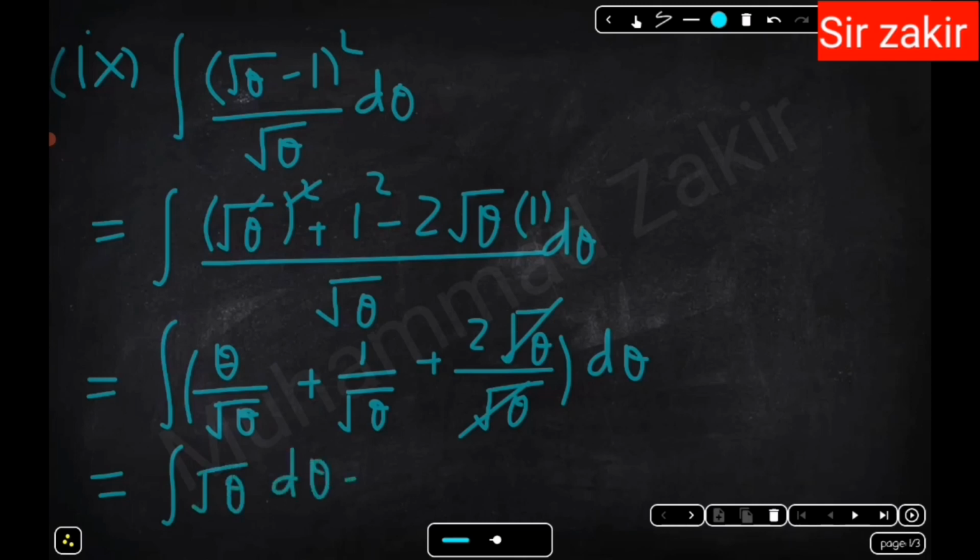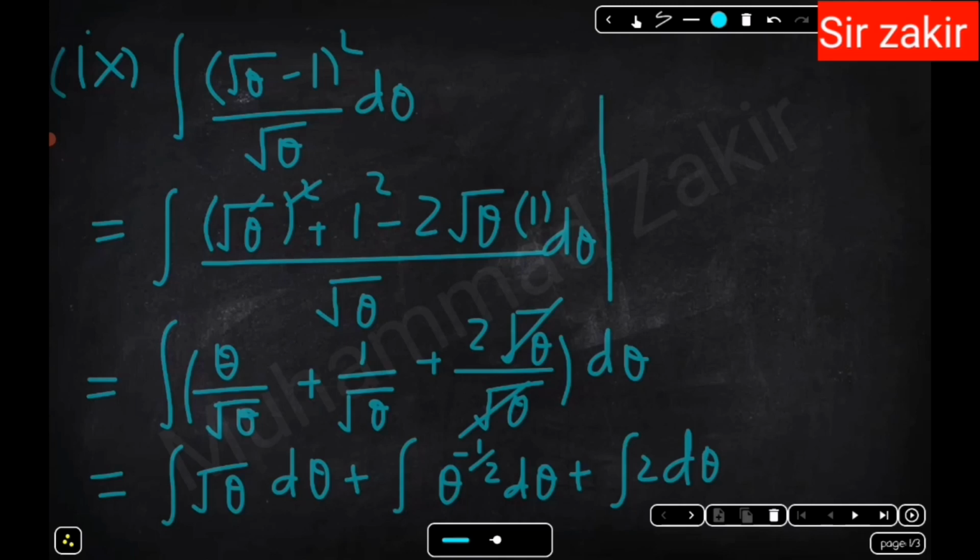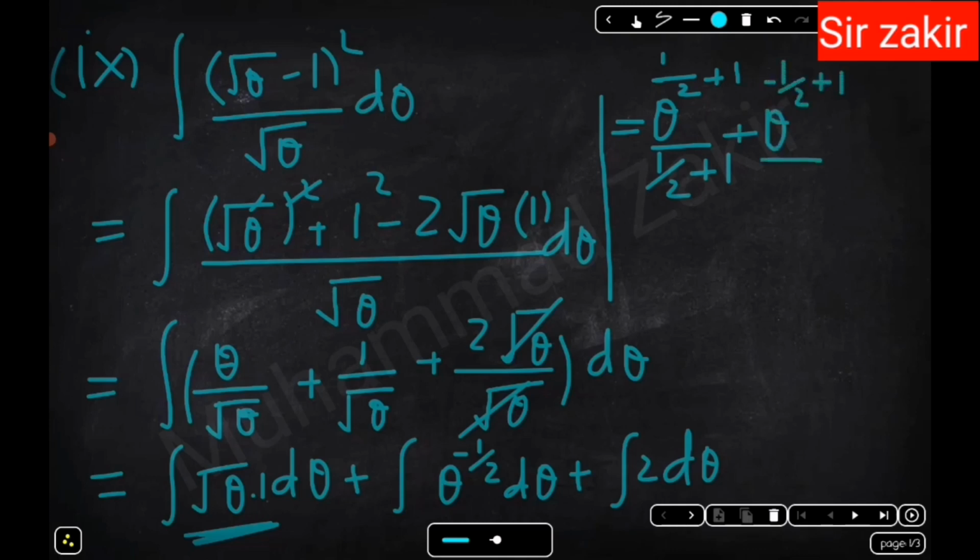We separate the integration sign with all of them: theta power minus 1 by 2 d theta plus integration 2 d theta. Now we evaluate the integration. How will we do it? Its integration is the power of theta added, because the derivative of theta with respect to theta is 1, written with it. The power of theta is increased by 1. So the power is already 1 by 2; we increase the power by 1 and divide by that value. Plus here again theta power minus 1 by 2, as the derivative is written with it. We increase the power of theta by 1.